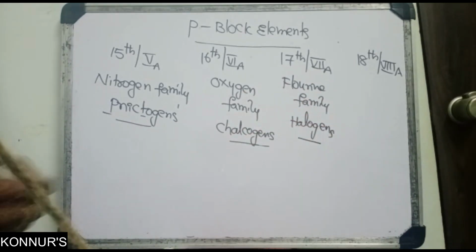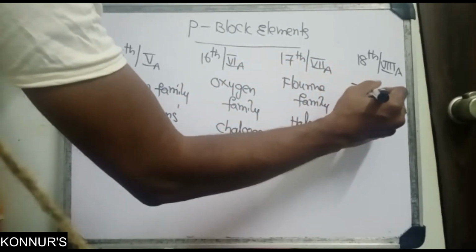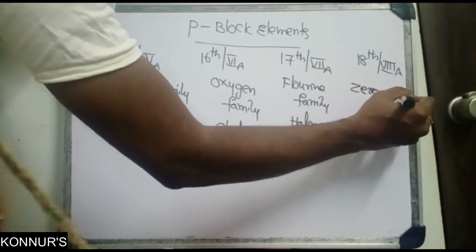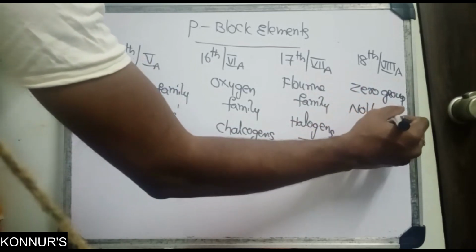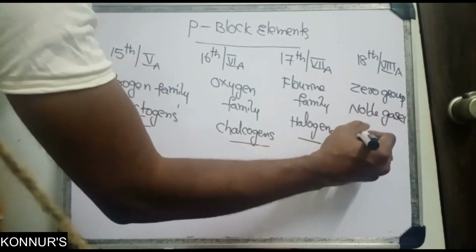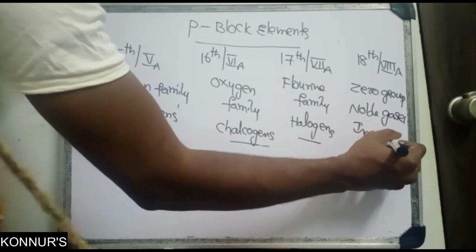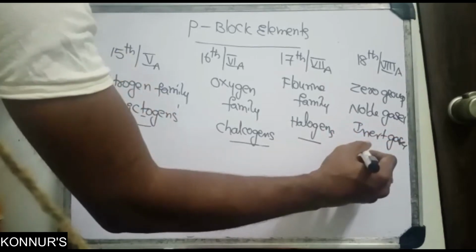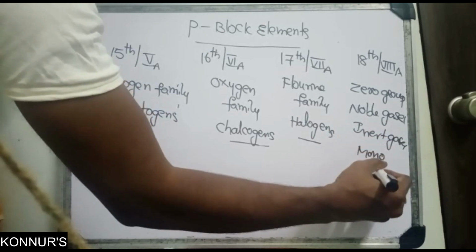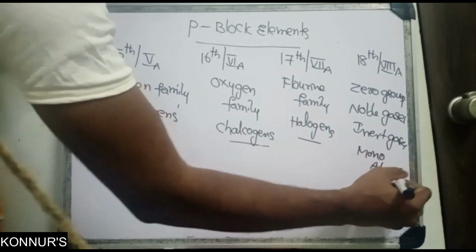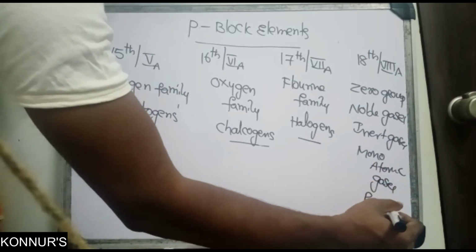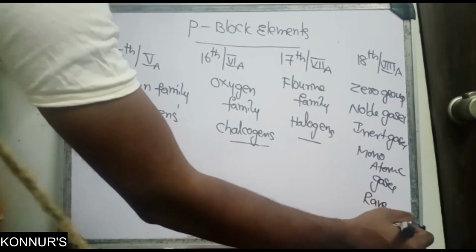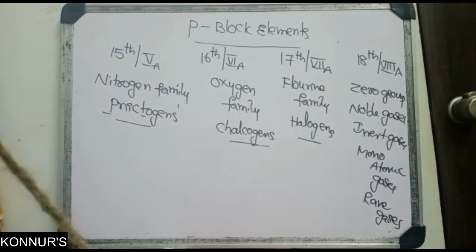Next, 18th group. The 18th group you call the zero group. So zero group elements, noble gases. Next, inert gases. Next, monoatomic gases. Otherwise, rare gases. So those are the special names for 18th.